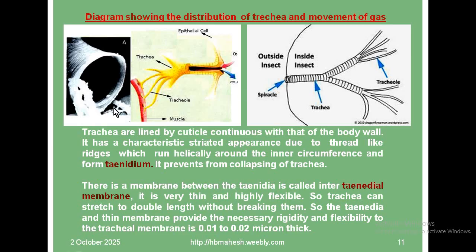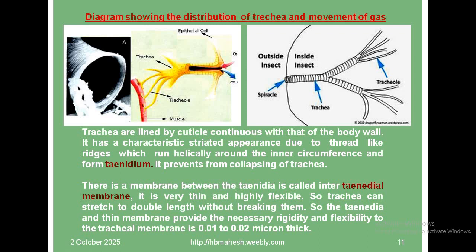See these diagrams showing the distribution of trachea and movement of gas. This is the tracheal bush just beneath the respiratory opening, that is a spiracle. Oxygen goes in, carbon dioxide comes out. This is the epithelial cells. Trachea are lined by cuticle continuous with that of the body wall. It has a characteristic striated appearance due to the thread-like ridges which run helically around the inner circumference and form taenidium. You can observe the taenidium here.